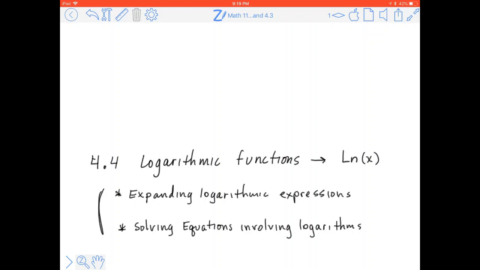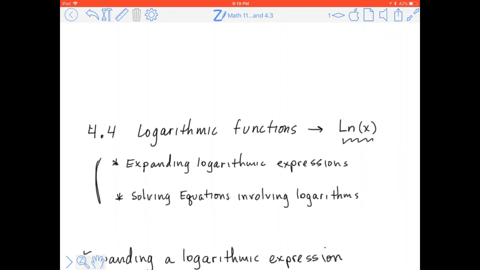So like I said, none of this is new material. It's stuff we've seen before. And like lesson 4.3 was specific about the exponential function with the base e, lesson 4.4 is going to be specific about the natural logarithmic function.